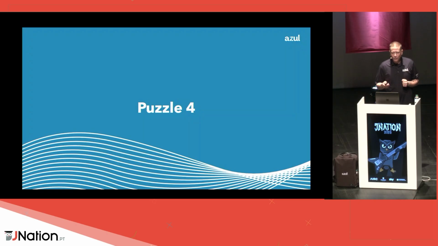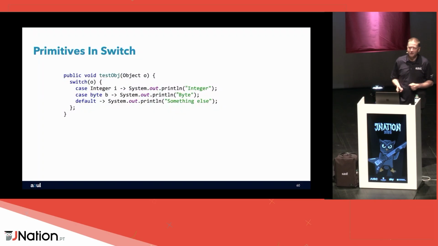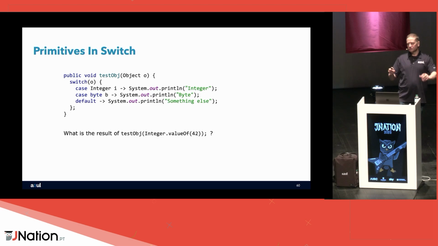So, puzzle number 4. Right, so let's say we mix things up a bit. So I've now got testObj, passing in an object reference, switch on o, case Integer, wrapper class, i. Then I'm going to have case for primitive byte, print out byte, and a default which prints out something else. What is the result of testObj Integer.valueOf 42?